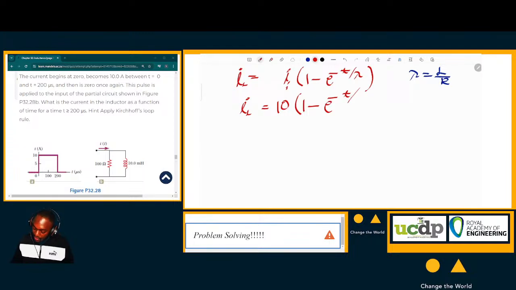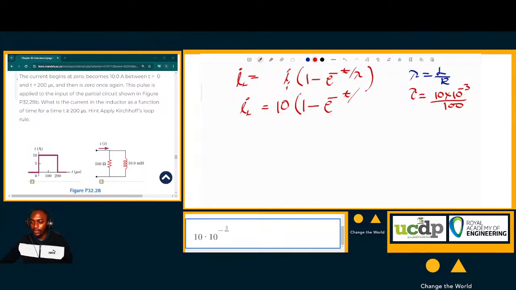But what is our time constant? Our time constant in this case, this time we're given the values. So the inductance is 10 times 10 to the negative 3 all over 100. So I can punch that, see what I get. 10 times 10 to the power of negative 3. No, that's not what I want.